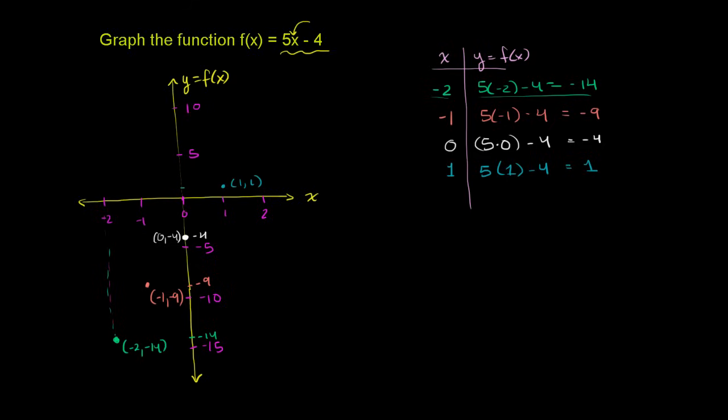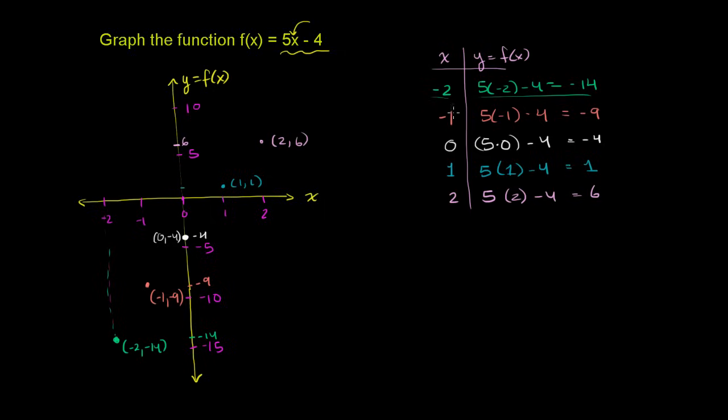And then let's just try one more. Let's see what happens when x is equal to 2. Then f of x is 5 times 2 minus 4, which is 10 minus 4, which is equal to 6. So we have when x is equal to 2, f of x is equal to 6. So it's right about there. That's 6 right there. So this is the point 2 comma 6.